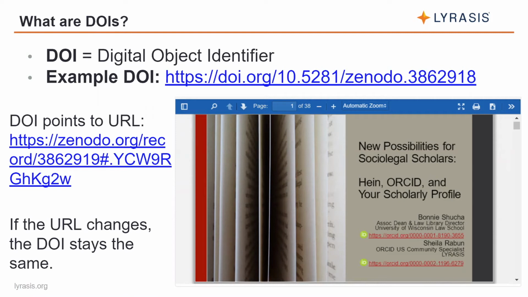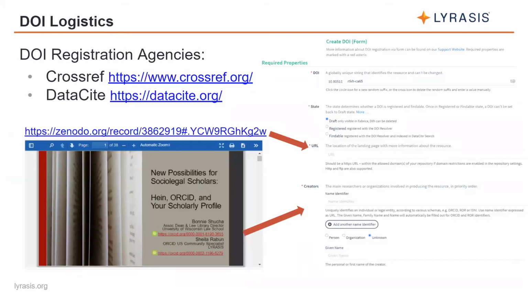The example that you're seeing here is a DOI for a slide deck presentation about Hein Online and ORCID. So if this resource gets cited by others, but let's say the URL for the resource changes over time, the DOI will stay the same, so it can always be found by other researchers in the future, and we can avoid the 404 page not found error that often occurs with content on the web as it migrates over time, things like broken links.